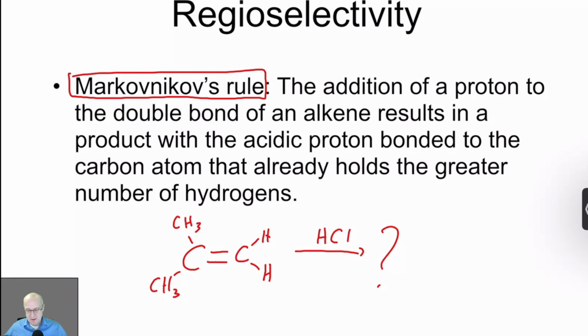Markovnikov's rule states the addition of a proton to a double bond of an alkene results in the product with the acidic proton bonded to the carbon atom that already holds the greater number of hydrogens. That's Markovnikov's rule. So in other words, let's just do this again. The alkene results in a product with the acidic proton, this one right here, bonded to the carbon atom that already holds the greater number of hydrogens. So this carbon holds more hydrogens than that one does. So according to Markovnikov's rule, this hydrogen should go to this carbon. And that's true. That's where it's going to go.